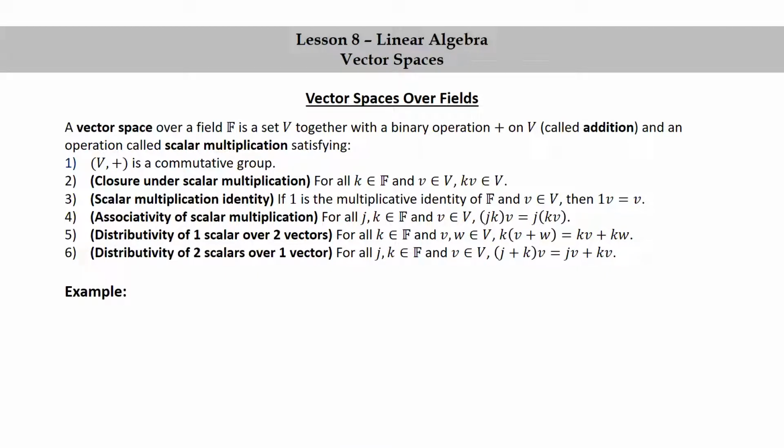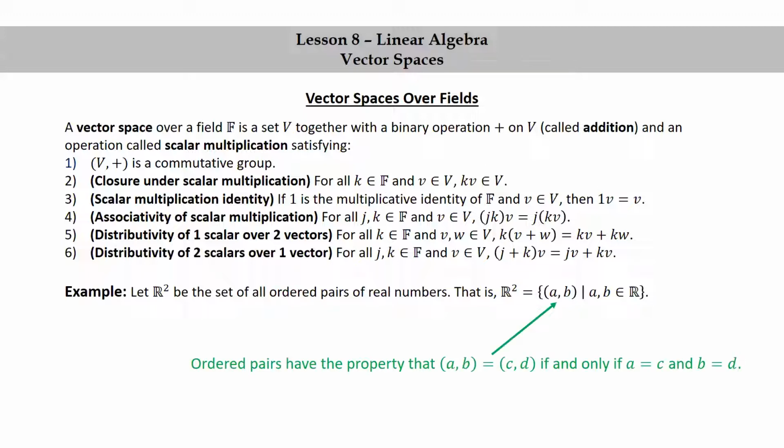Let's look at another example of a vector space. Let R2 be the set of all ordered pairs of real numbers. That is, R2 is the set of pairs (a, b) such that a and b are real numbers. Ordered pairs have the property that the pair (a, b) is equal to the pair (c, d) if and only if a equals c and b equals d. For example, the ordered pair (1, 2) is not equal to the ordered pair (2, 1), because even though the two numbers that appear are the same, they're not in the same order.